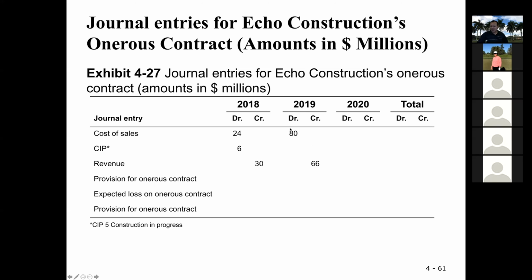So in 2019, now I realize this is an onerous contract. For an onerous contract, do I have gross profit? No, but you recognized the 6 before. What are you going to do here? You're going to reverse this. Because this is an onerous contract, you know this in 2019, so there's no profit. But in 2018 you recognized the 6. That's not right, so you're going to credit CIP for 6. Does that make sense?